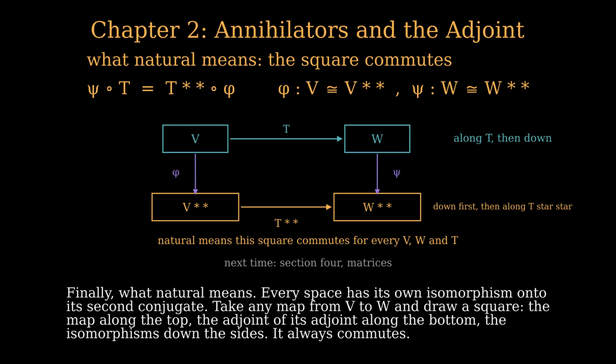Finally, what natural means. Every space has its own isomorphism onto its second conjugate. Take any map from V to W and draw a square. The map along the top, the adjoint of its adjoint along the bottom, the isomorphisms down the sides. It always commutes.